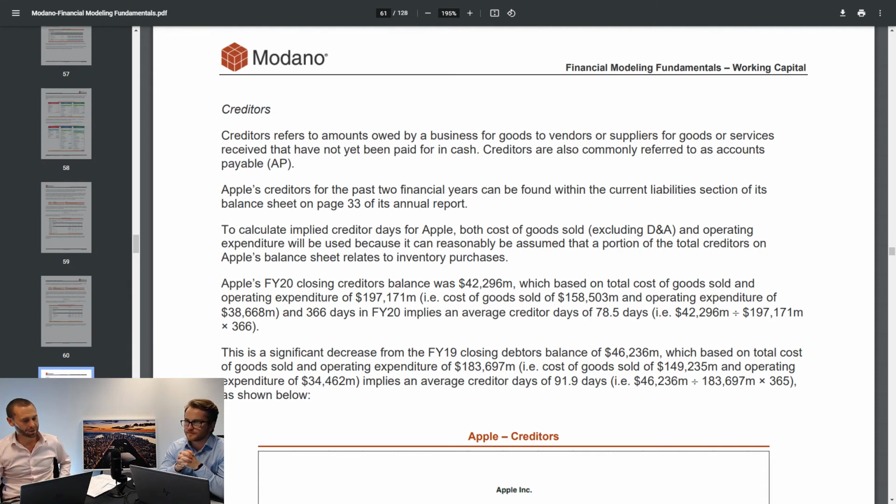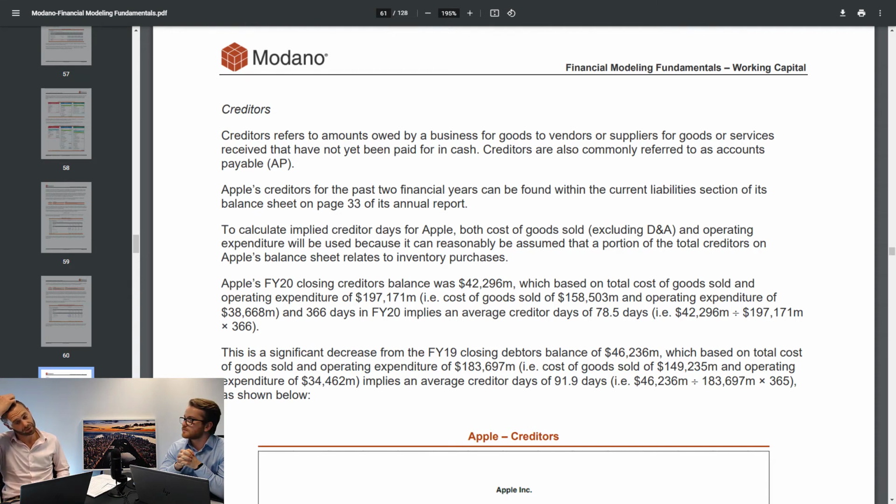So based on COGS net of D&A of 158,503 and OPEX of 38,668 and 366 days in 2020, we had 78.5 days, which is the 42,296 closing balance divided by the total of 197 times 366. Now in 2019, applying the same analysis gets you to 91.9 days, which I think actually is the case.